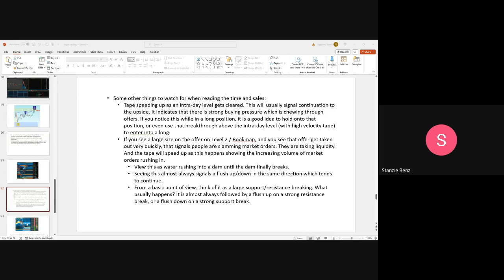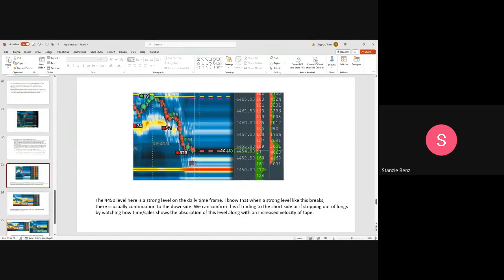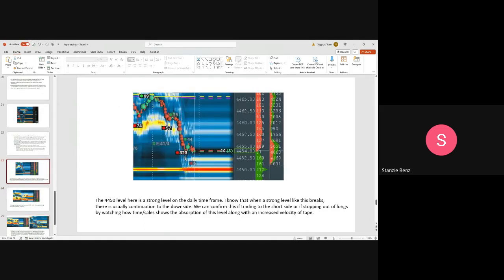Okay, next slide. This is the next example we're going to walk through. So I'll just go over the picture really quick. This is, I think, sometime in August, August 24th or something like that. The 4450 level on ES is a strong level on the daily time frame, and I know that when a strong level breaks, there's usually a continuation to the downside, and we just talked about that. So we can confirm this, if we're trading to the short side or stopping out of longs, by watching how time and sales shows the absorption of this level along with an increased velocity of tape.